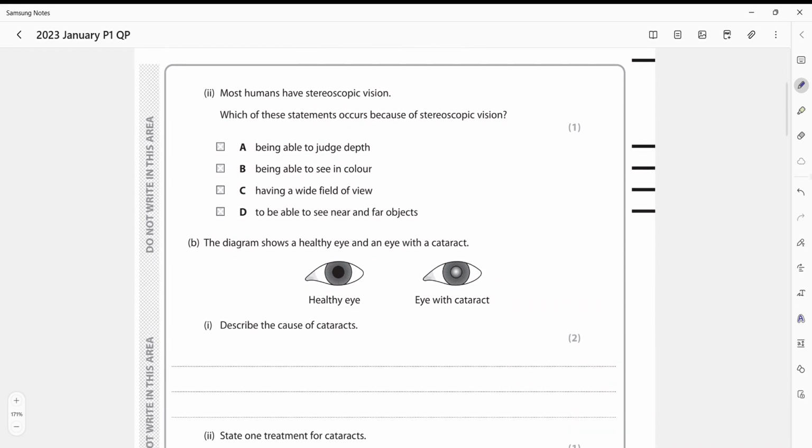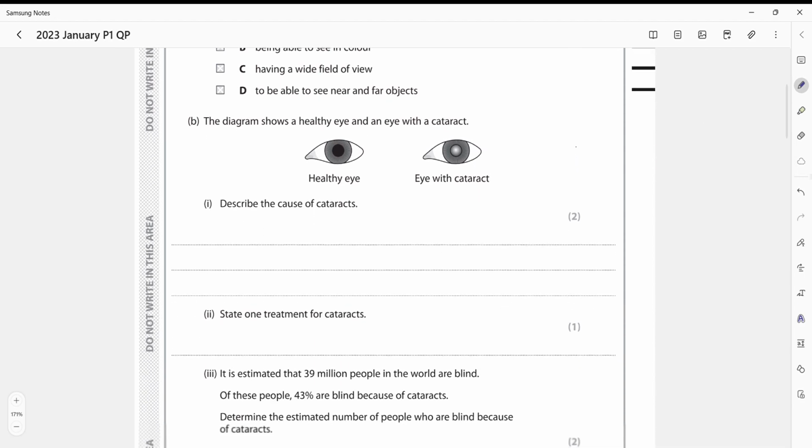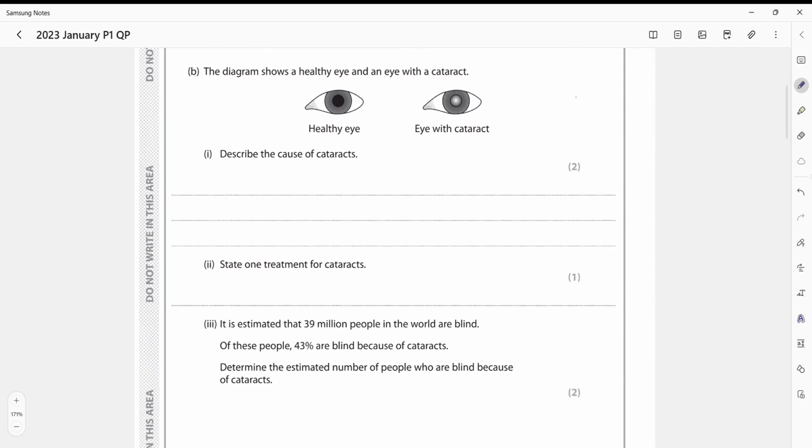Let's look at A2. Most humans have stereoscopic vision. Which of these statements occur because of stereoscopic vision? Stereoscopic would mean that you have good depth perception. So this is A. And part B. The diagram shows a healthy eye and an eye with cataract. Describe the cause of cataracts.